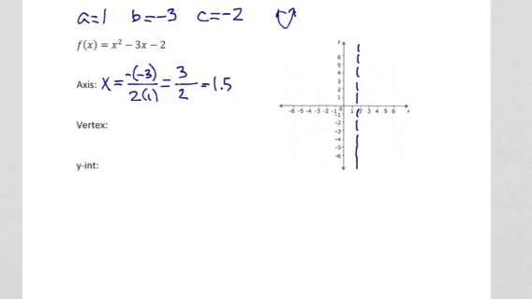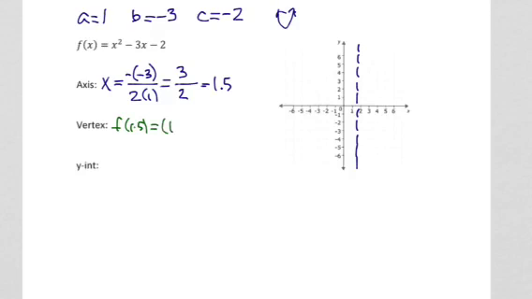Just do your best. All right, next I want to find the vertex. Now the vertex is an actual ordered pair, coordinates. And I just found the x-coordinate, the 1.5. So to find the other part of that coordinate, what I'm going to do is evaluate this function at 1.5.